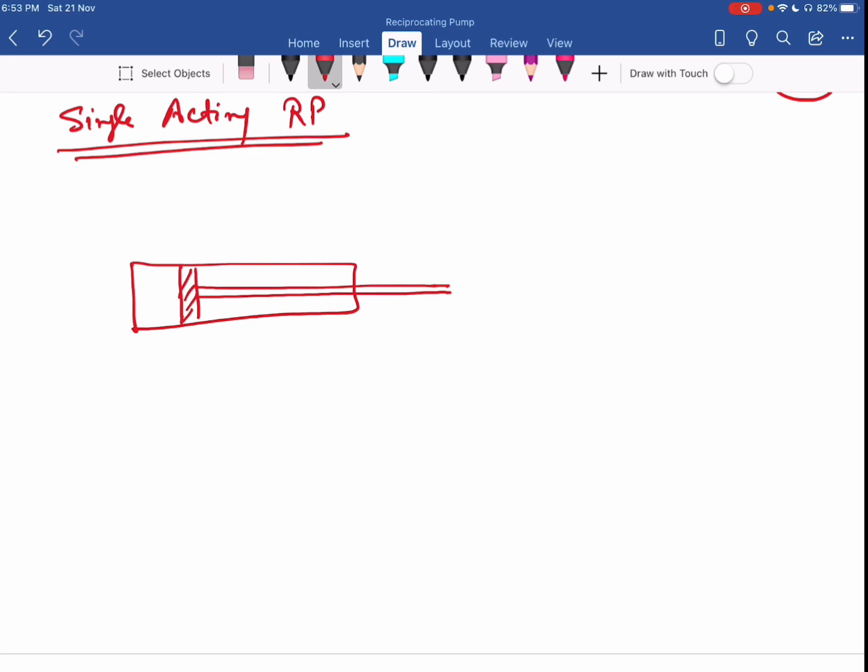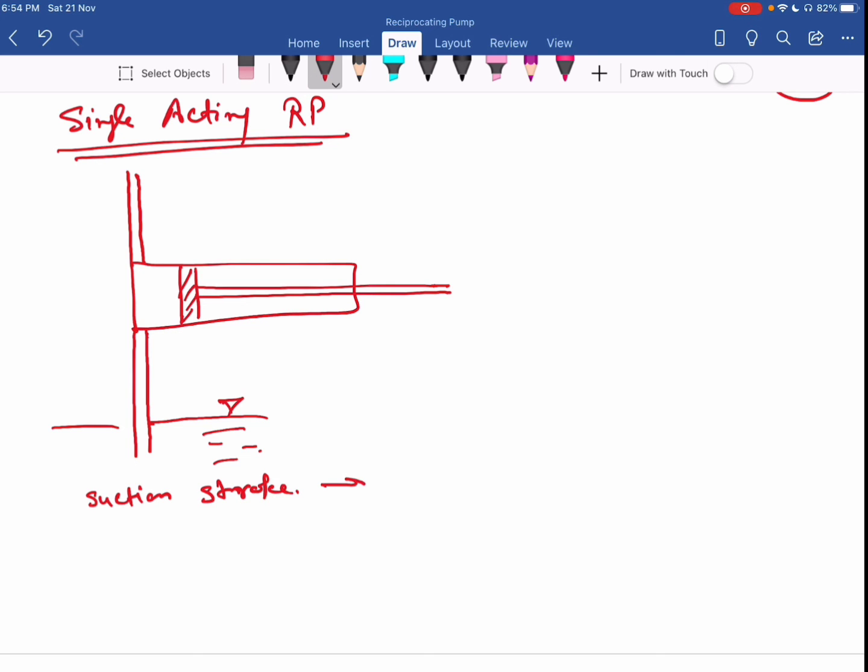Okay. So here I have the delivery pipe and here I have the suction pipe. So this is my sump. Okay. Now during suction stroke, you can see, what happened during suction stroke? Piston moves from left to right. Okay. So my suction valve is open, delivery valve is closed. Okay. So at that very time, the water comes from sump to the cylinder.